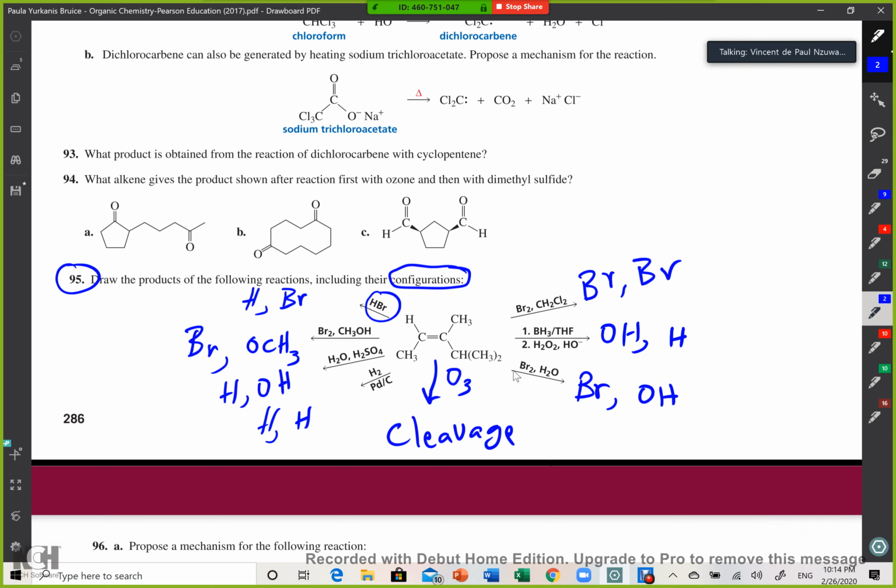So that's the first thing I want you guys to be able to recognize, because when I will be grading, that's one thing I'm looking for: if you know what each reagent can do. Now, the next thing I want you to know is the stereochemistry of the product. This reaction over here, the first one here, the stereochemistry of the product.